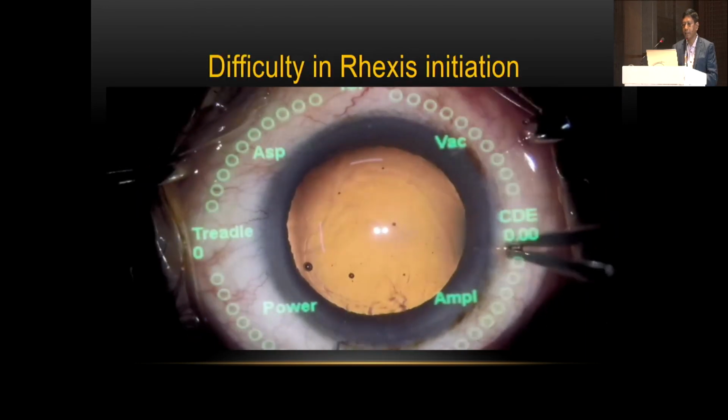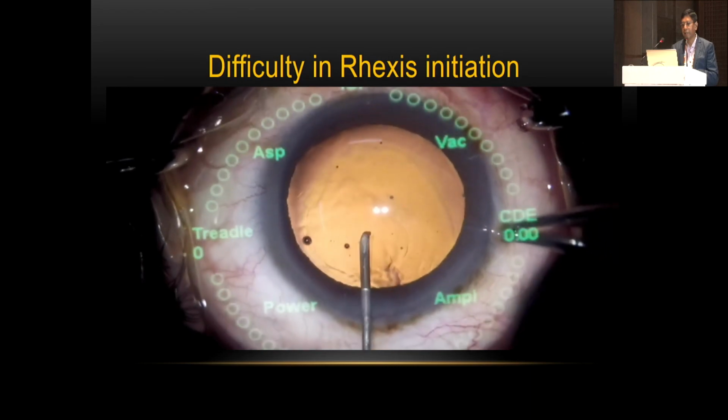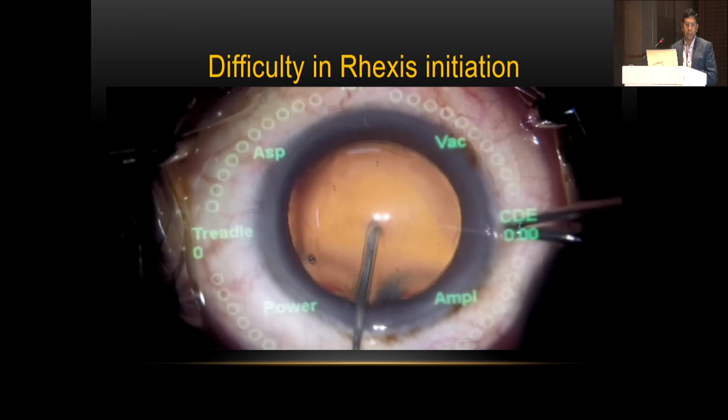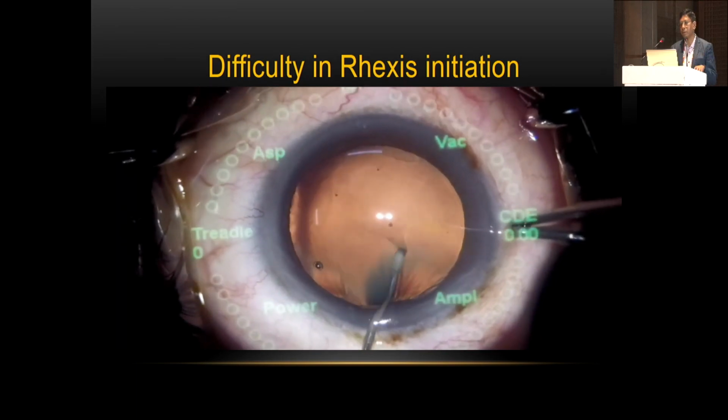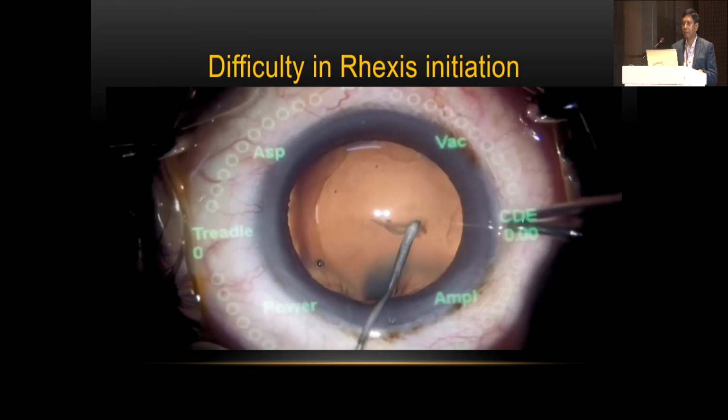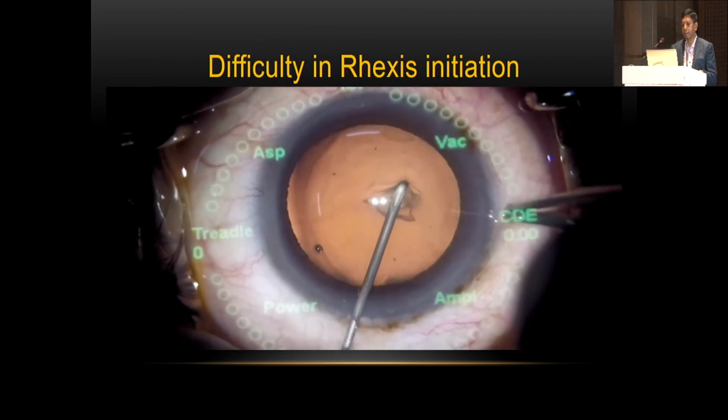Or in this case, you can see that I am finding difficulty in raising the flap. When some contraction is not there from the zonules to initiate the rhexis, you have to be careful and you have to plan your surgery accordingly.